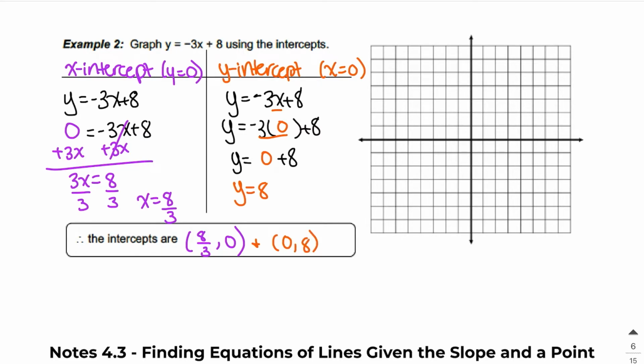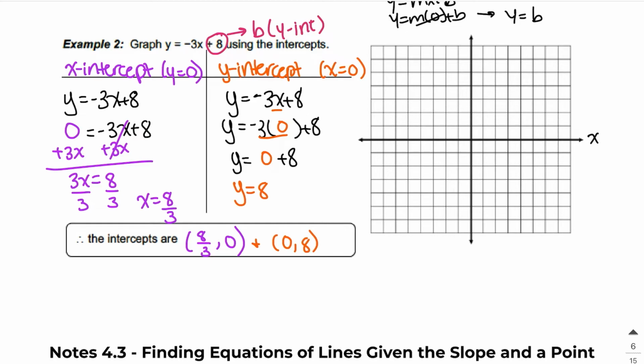But we should have already known that our y-intercept would be 8, because right here, this is the b value, and the b value is always going to tell us our y-intercept. So I technically didn't have to do any work. And this is true no matter what, if it's in y equals mx plus b format, because when I plug 0 in for x, m times 0 is just 0, so I end up getting y equals b, and that's why this works right here. So let's go ahead and do our graph.